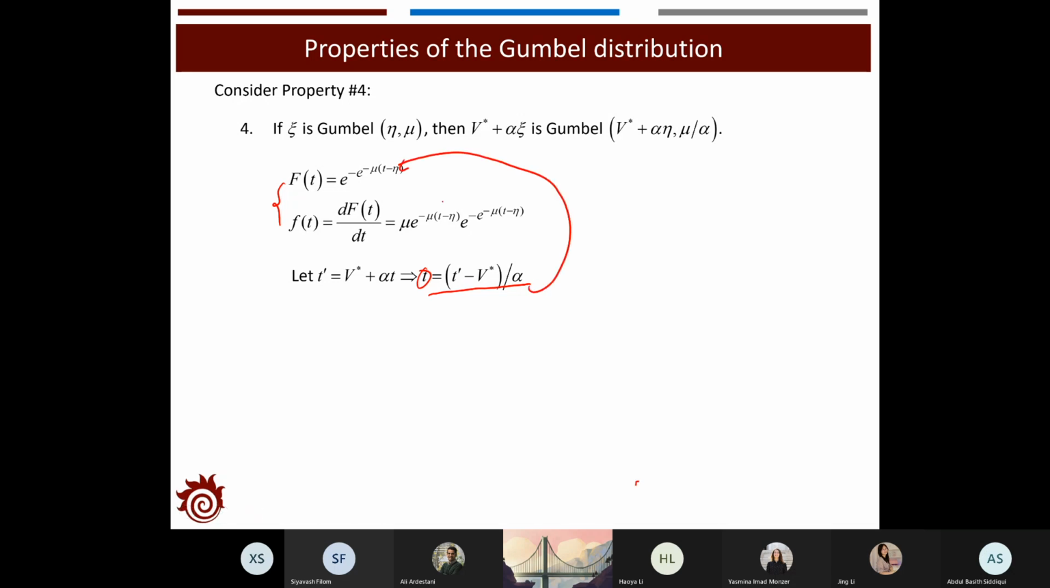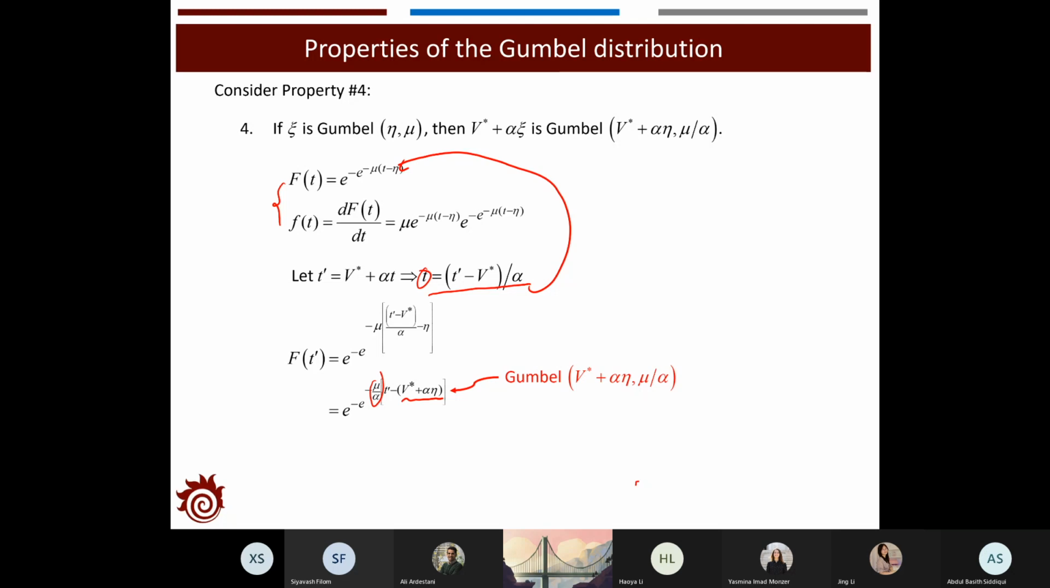To replace t, you can then get an updated expression for the revision. So to do a simplification, you can eventually find that t prime is going to follow the Gumbel distribution, but with the parameters modified a little bit.